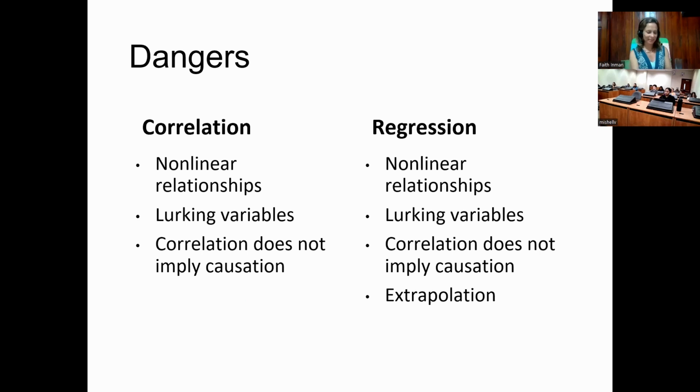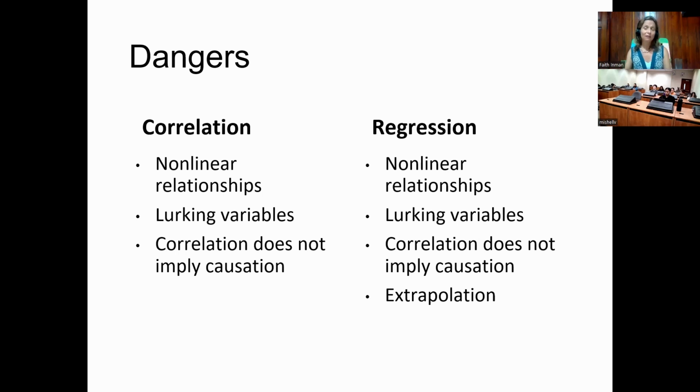Dangers. I told you there would be danger ahead. What kind of danger? What kind of danger could there possibly be? Well, one of the dangers for both correlation and regression is that you might have nonlinear relationships. You need to look at the scatter plots and determine whether or not your relationship is linear. Does it make sense to do a correlation or a regression analysis, a linear regression analysis?